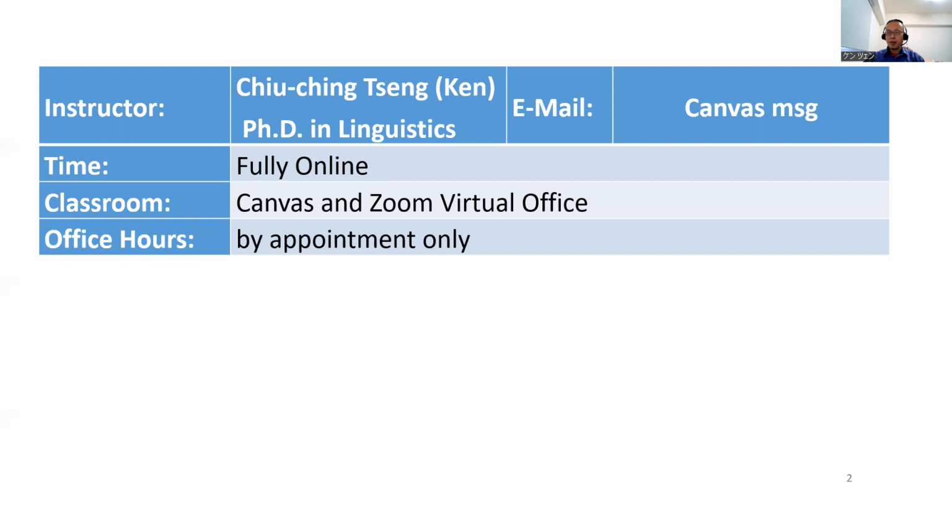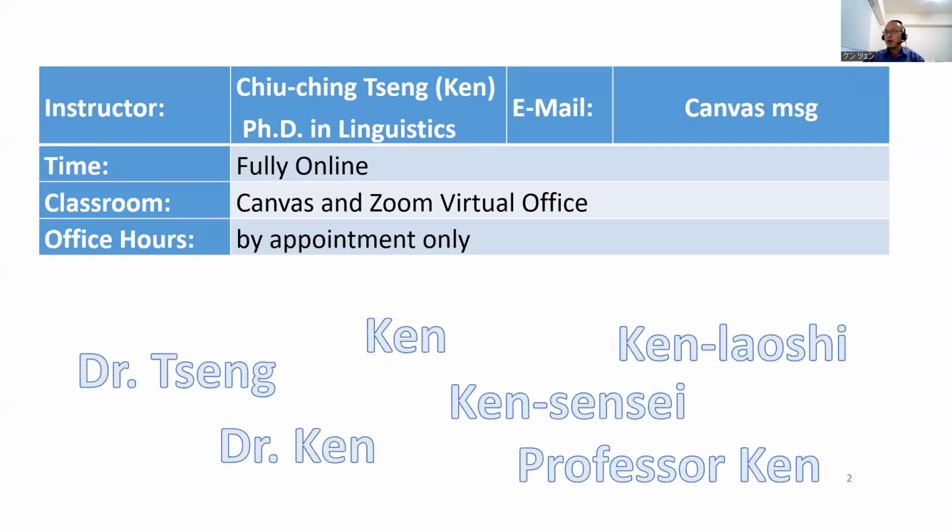So we will not meet physically on the campus, but we could meet on Zoom during office hours. My office hours are by appointment only. So send me a message through the Canvas message or email, whichever you prefer. You can call me Ken, Dr. Zen, Dr. Ken, Ken Sensei, or Professor Ken, whichever you prefer. I don't have a preference, whichever you want.